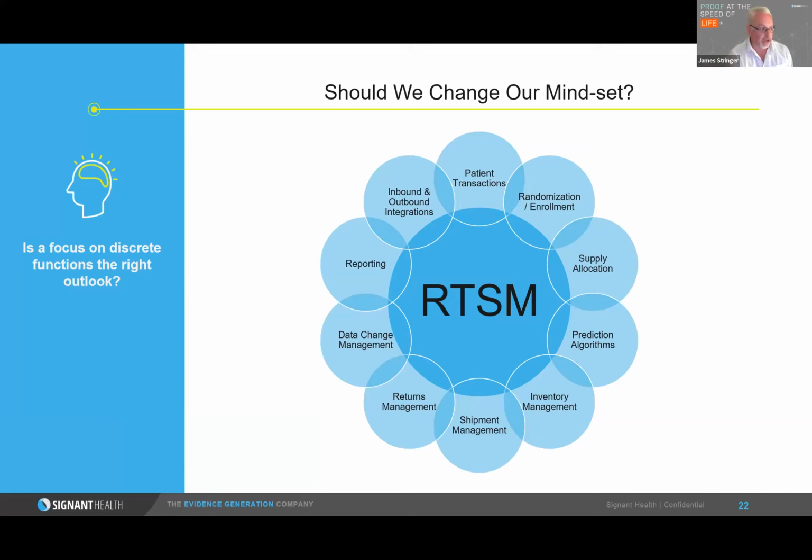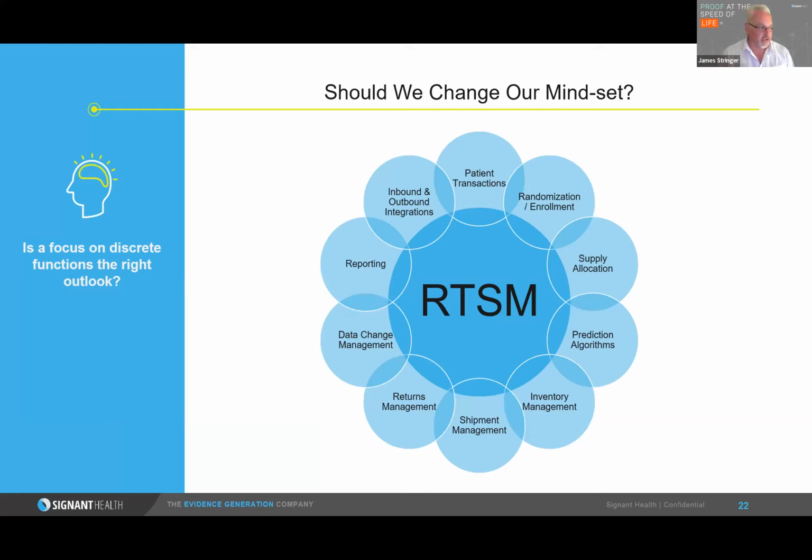Now, of course, RTSM has been very successful, and the Signant RTSM is very successful with that mindset in place. The thought is, can we do better, especially thinking back to the history of RTSM that I talked about before? If industry has required that we go to a more configuration-based system, should we not think about RTSM as disparate modules, but should we definitely think about it as a more configurable platform?